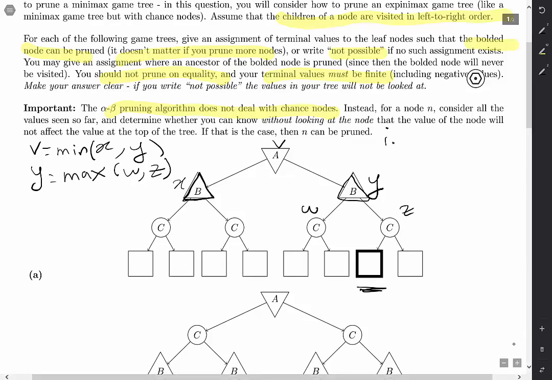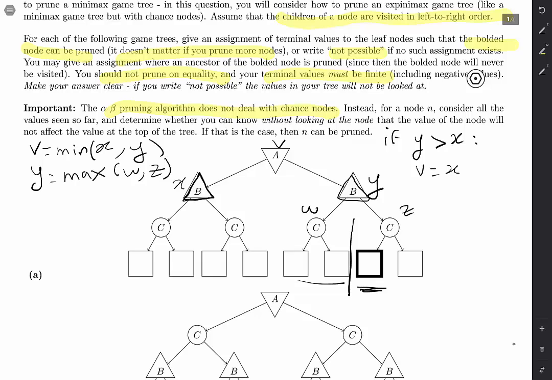If we know that Y is greater than X, then V will just be equal to X, right? And so if we know, having only explored up to here, that Y is going to be greater than X, then we don't need to keep exploring. That's why the alpha beta pruning works. It's when you know that a node is guaranteed to be above a certain threshold or below a certain threshold such that you don't need to explore any further.